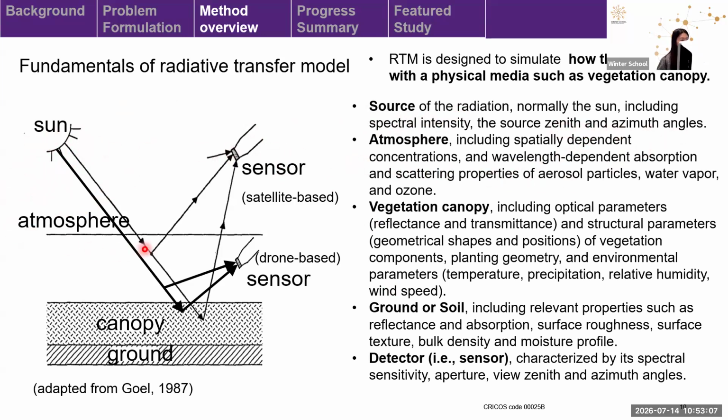And the second is the atmosphere, but it depends. If you put your sensor under the atmosphere, like a UAV, you don't need to consider the atmosphere effect. And the third one is your target, the vegetation canopy, and also the ground or soil, because when the canopy is very sparse at the early stage, the soil reflectance will have a significant effect on the canopy reflectance. And the last one is the detector. The detector is how the spectral signal is recorded in a sensor.